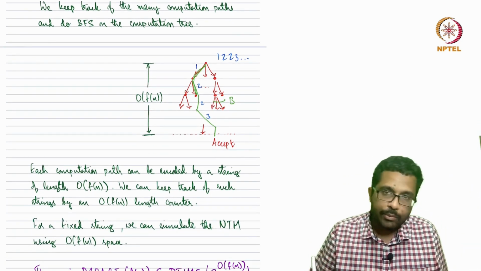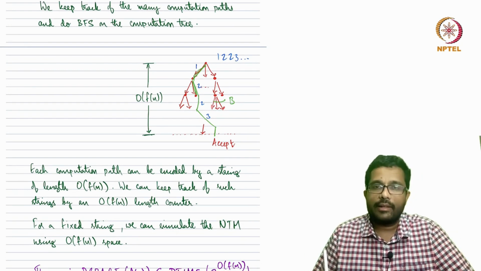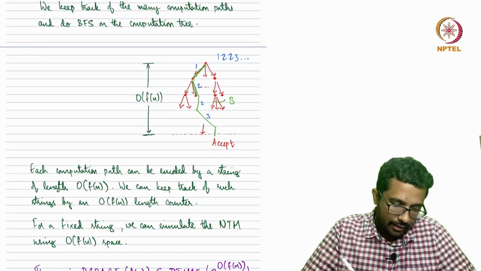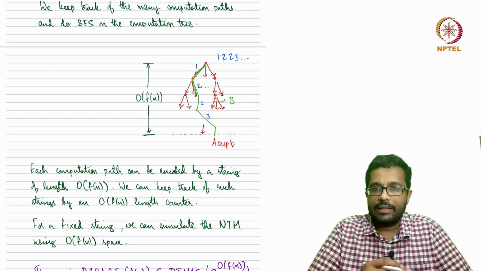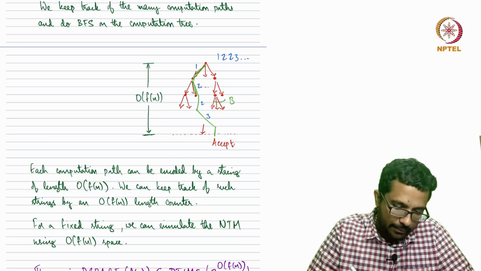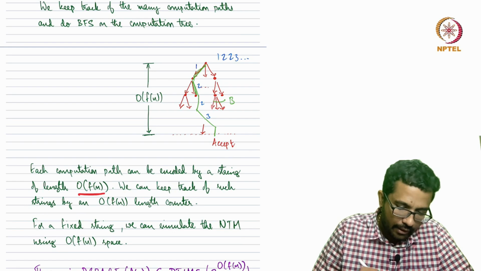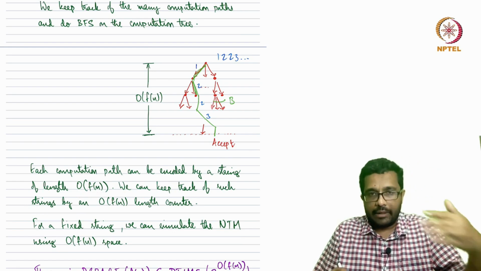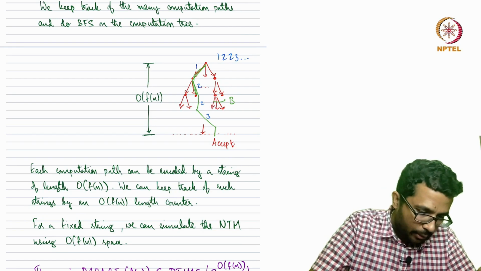In fact, all of this we discussed in lecture 31, so maybe you can refer back to those lectures. But we didn't look at it in terms of any time complexity or space complexity. So each computation path can be encoded by a string of length O(f(n)), right? That's the counter, and we keep track of these strings. And so we have two things. One is that counter.